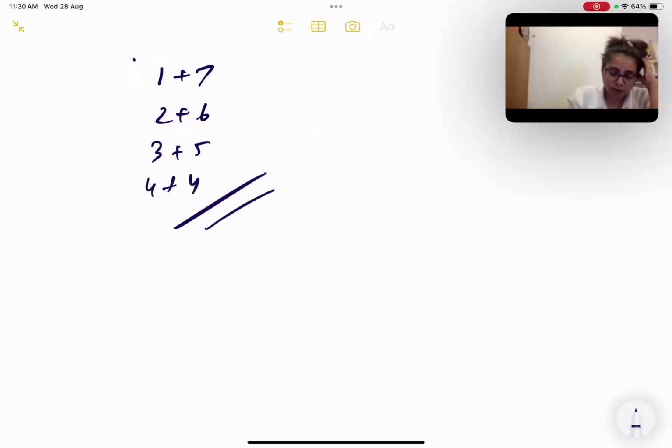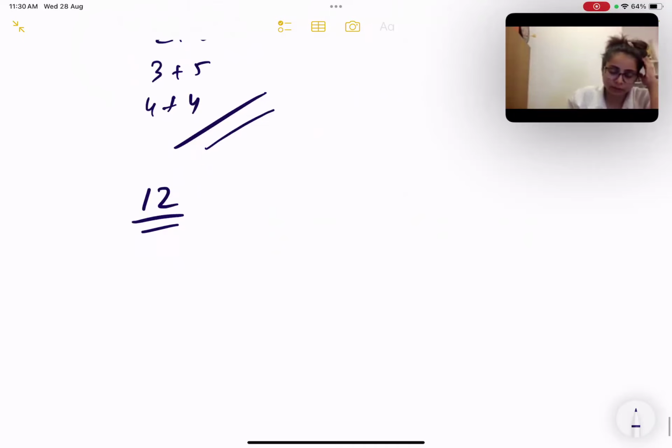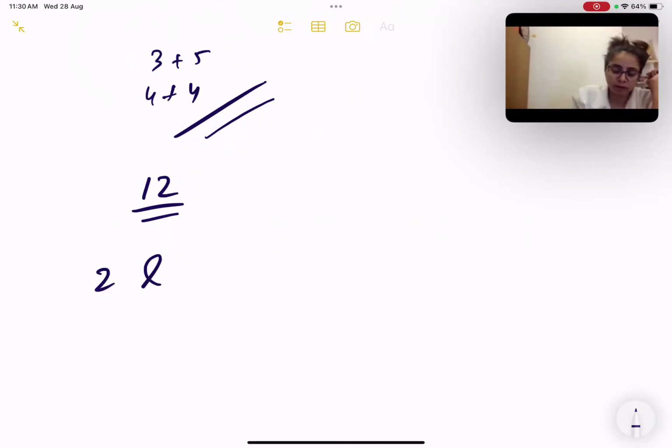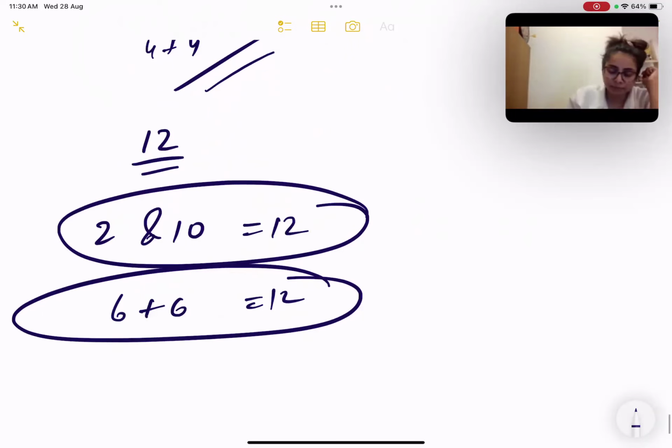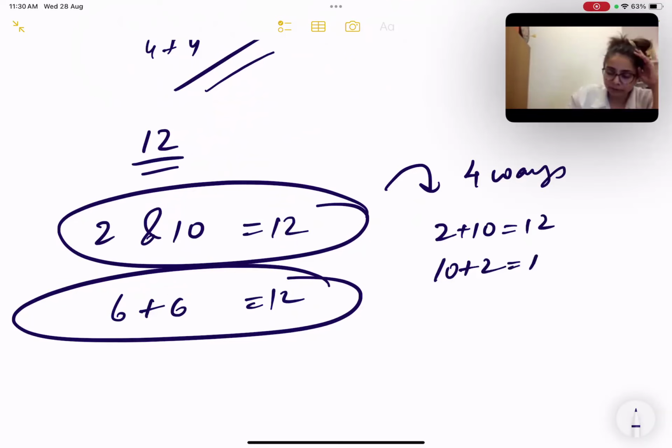This was for 8, and suppose I say let's make 12. In 12 there would be many ways. A 2 and a 10 makes a 12, so they are the same family. A 6 and a 6 makes 12, they are the same family. They should be taught how to write the equation in 4 ways, which is 2 plus 10 is equal to 12, 10 plus 2 is equal to 12, 12 minus 2, 12 minus 10. These are the practice that is required here.